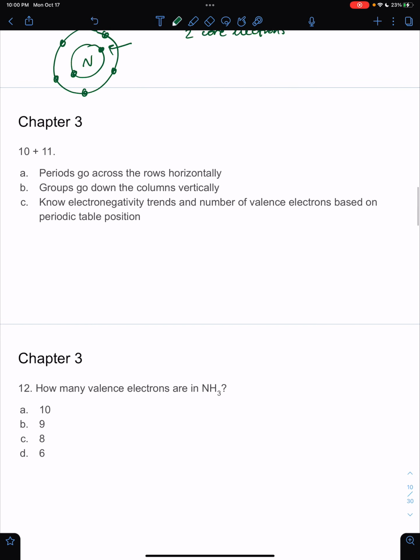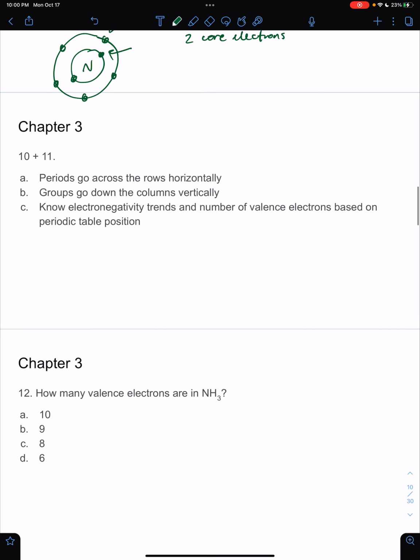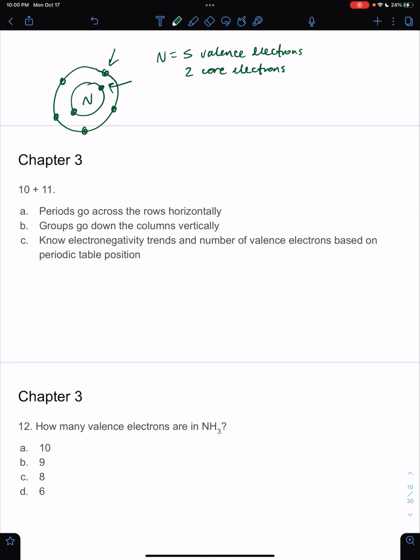Okay, I just put 10 and 11 together because I'm not exactly sure what kind of question she's going to ask. So I just put some more information. So periods go across the periodic table horizontally. So it looks something like this. So periods go across like that.